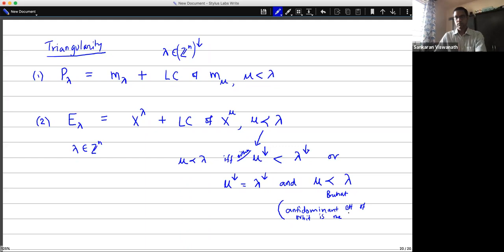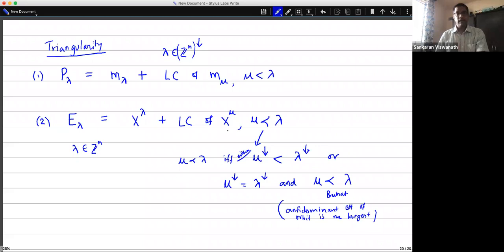So if you took lambda to be dominant and computed E sub lambda, the only monomial in X sub gamma, where gamma comes from the orbit of lambda, is X power lambda itself. That's the only monomial which will feature from that orbit. And all the other terms will come from the strictly smaller orbits in some sense. Okay, so that's again the triangularity.